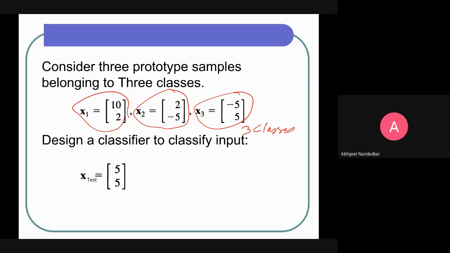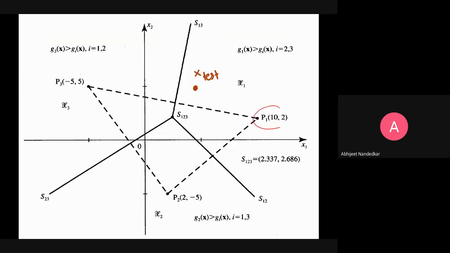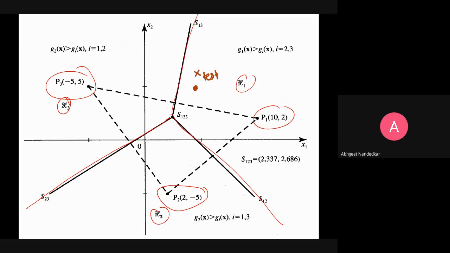Finally we are asked to test what the class is for (5, 5). Then I just plot these three prototypes. From this I understand that this is a line which partitions prototype 3 and prototype 2. This line separates prototype 1 and 2, and this line separates prototype 1 and 3. Now I may find the equations for these 3 lines.